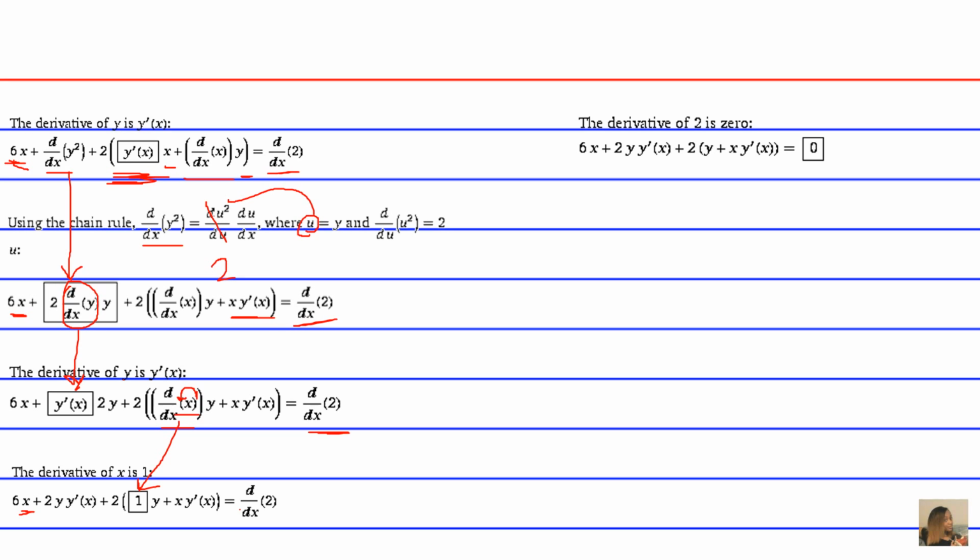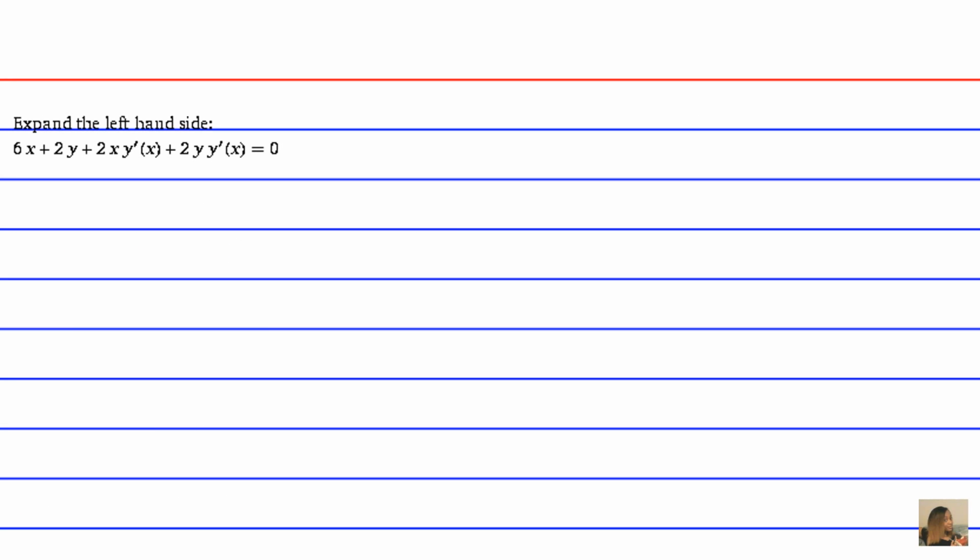I won't really read the whole expression again. I think you get the point. Now we're going to expand the left-hand side. So we have that 6x plus 2y plus 2xy prime plus 2y y prime is equivalent to 0. Now we're going to subtract 6x plus 2y from both sides, and we get that 2x y prime plus 2y y prime is equivalent to negative 6x minus 2y.